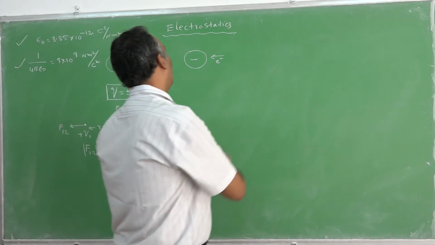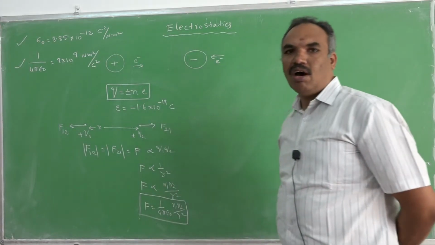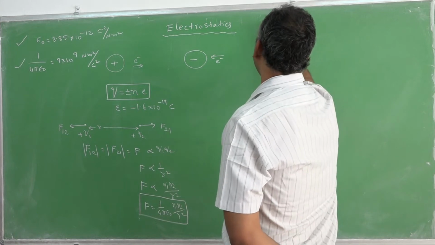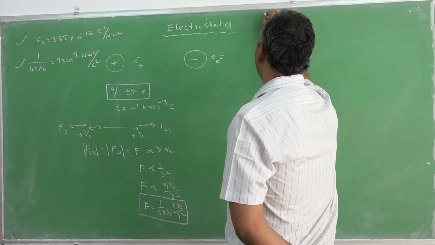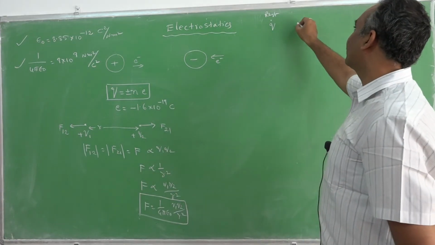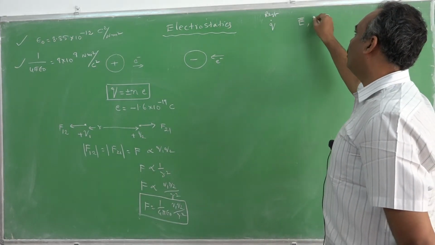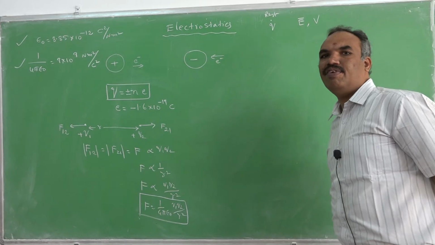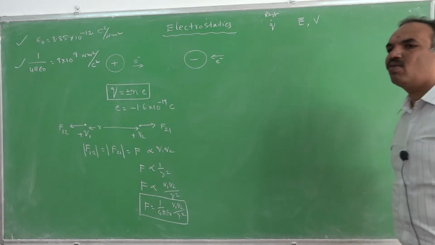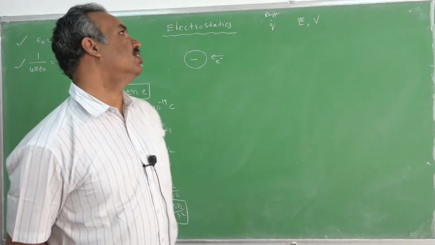Actually, electrostatics means the study of electric charges which are at rest. If you want to study electric charge at rest, you should describe one vector quantity E bar and one scalar quantity V. This vector quantity is called electric field strength. The scalar quantity is called electric potential.